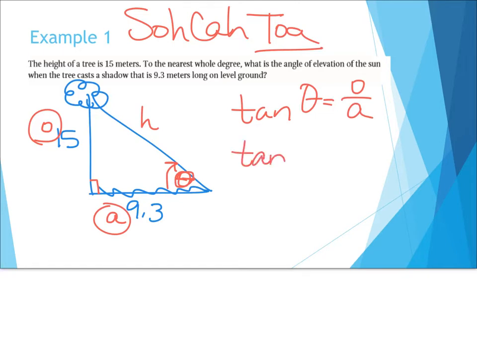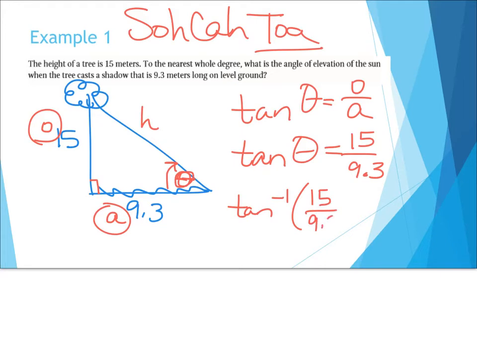We're looking for the angle, so I hope you're getting good at this now. Anytime you're looking for an angle, that's when you'll use that inverse button on your calculator. So it's actually really easy. O is 15, A is 9.3. If you'll simply pick up your calculator now and type in the inverse tangent of 15 divided by 9.3, you will be done, because that will give you theta. You should have that theta is approximately, it said round to the nearest whole degree, so I believe that's 58 degrees. I had a 58.2.